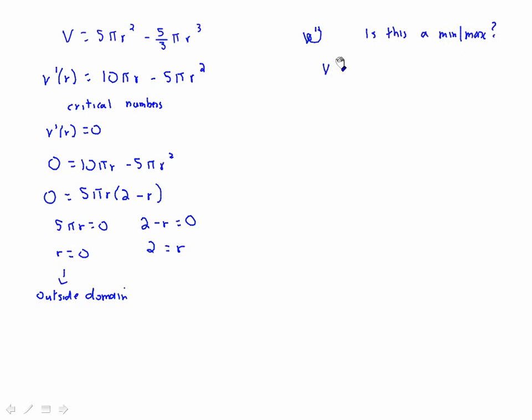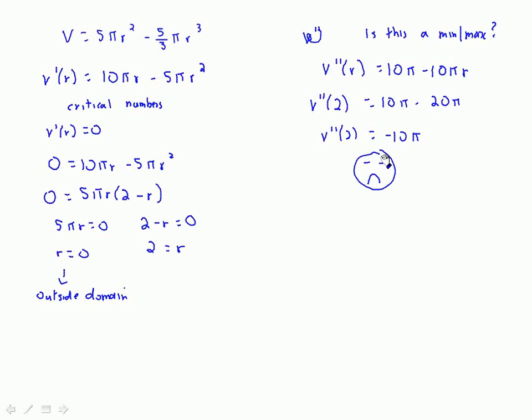Let's do the second derivative. Second derivative as a function of r will be 10 pi minus 10 pi r. Intriguing. So second derivative at 2 is 10 pi minus 20 pi, so 10 times 2. So that's equal to negative 10 pi. I don't need to see any more. So I know this is a negative, so that's the sad face. So this is going to be a maximum, so therefore a max at r is equal to 2.